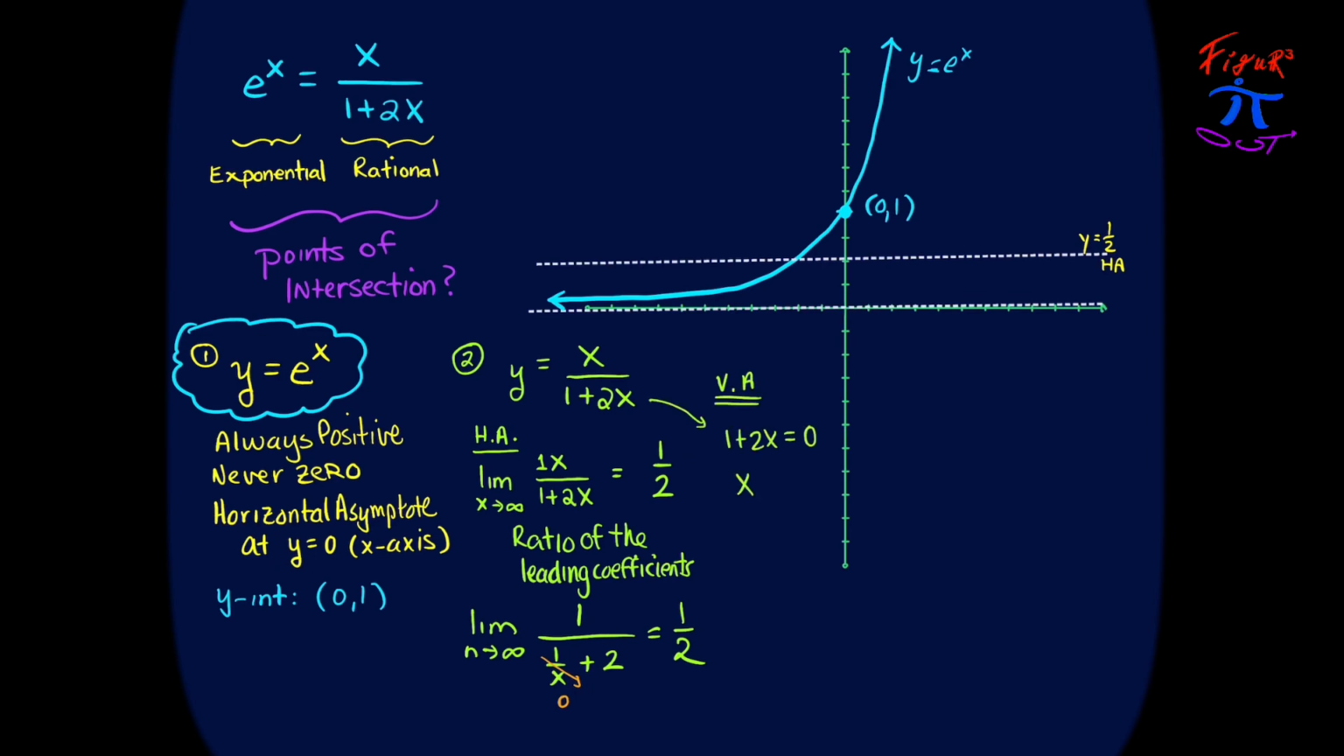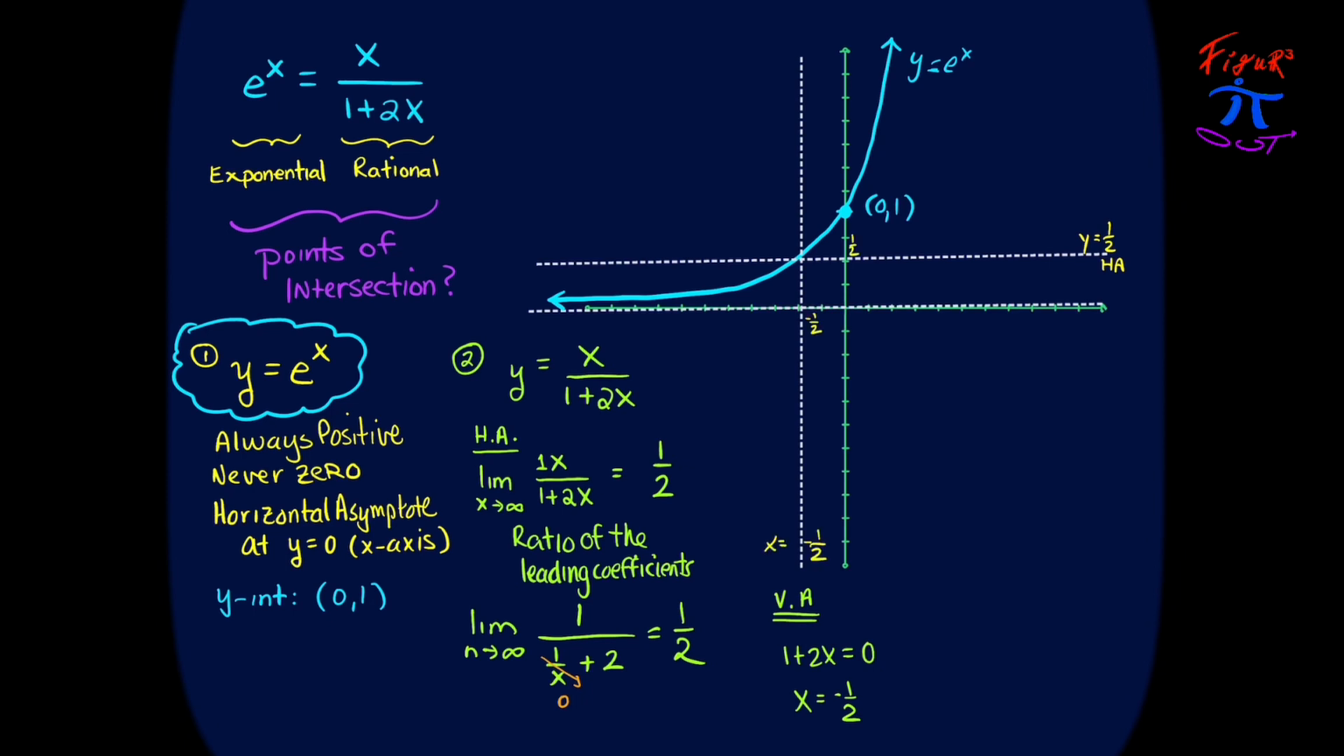The vertical asymptote would be where this rational expression is undefined, and that would be by setting its denominator equal to 0. Here we get x equals negative 1/2. So we have a vertical asymptote at x equals negative 1/2. Now, noting that our rational expression will go through the origin at x equals 0, and noting that it will go along the asymptotes, we can sketch our graph here and see what this rational expression looks like.